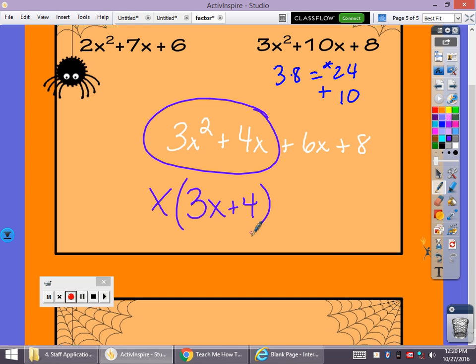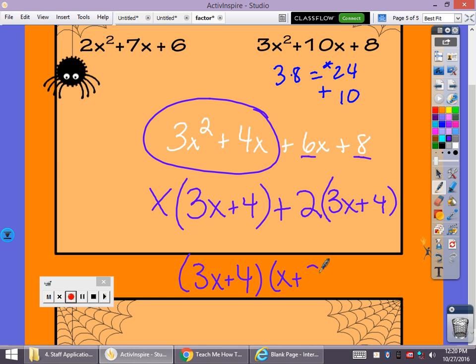When I look at 6 and 8, what's the GCF? 2. They're both divisible by 2, so 2 times 3x plus 4. The common factor is 3x plus 4, and then x plus 2. We get the same exact answer, so it doesn't matter which order. When I pick two numbers, before I write them down, I figure out who they pair with best. So 6 goes better with 3. But if you don't do that, it's okay. You can see it still works. Awesome.